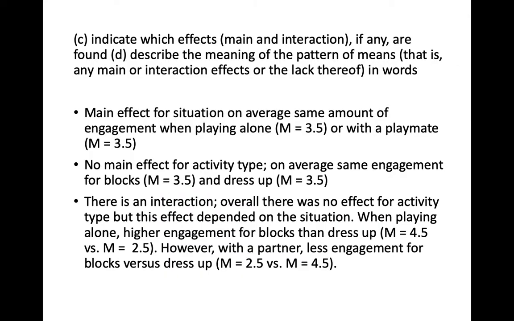All right, so now what we want to do is indicate which effects there are, if any, and then describe the meaning and the pattern in words. So the main effect for situation: on average, is it the same amount of engagement when playing alone or with a playmate? Recall that the cell means are 4.5 and 2.5. When you average those together, you get a marginal mean of 3.5 when playing alone or with a playmate. So this should read no main effect for situation, because on average we get the same amount of engagement when playing alone or with a playmate.